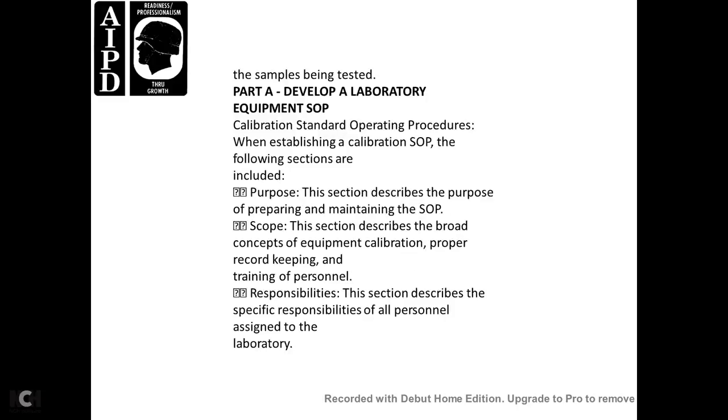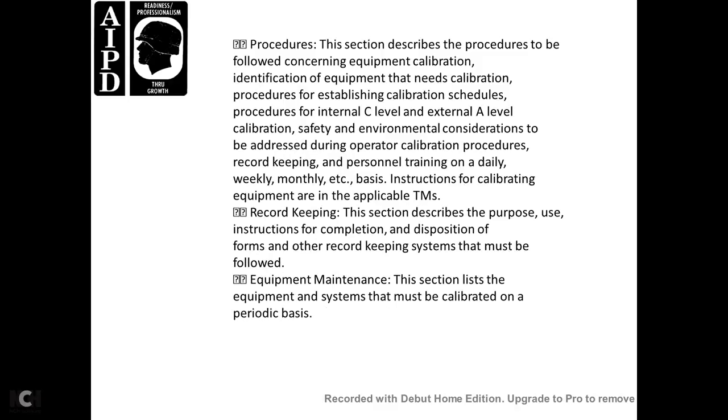Part of developing laboratory equipment is the standard operating procedure. Calibration standard operating procedures. Establishing calibration standard operating procedure. The following sections include the purpose of the section: describe the purpose of preparing maintenance and standard operating procedures. The scope of the section: describe the broad concept of the equipment calibration, proper record keeping, training, and personnel responsibility. The section describes the specific responsibility of all the personnel assigned to the laboratory.